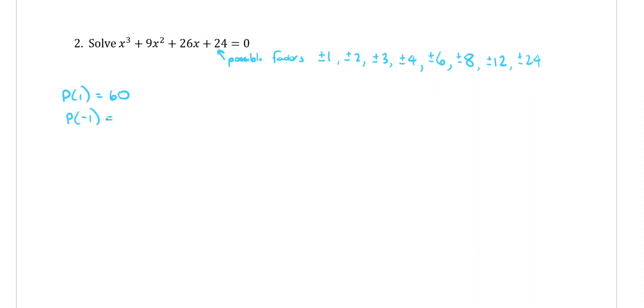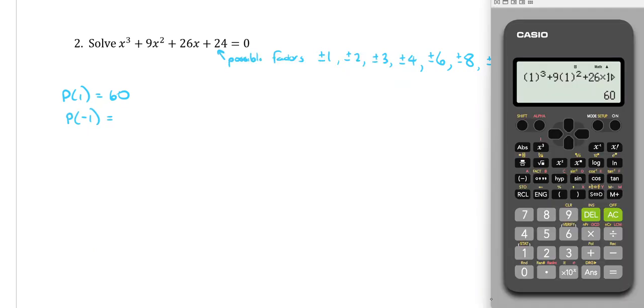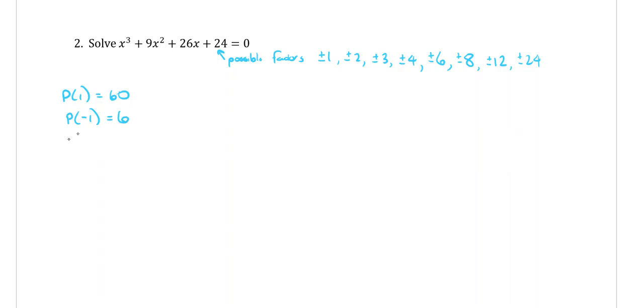So then I'll move on to -1. And if you've put it in your calculator, you just go through and change all of the ones to -1s so you don't have to retype everything. That'll make you a little bit faster, save you a little bit of time. That equals 6, so still not a factor.